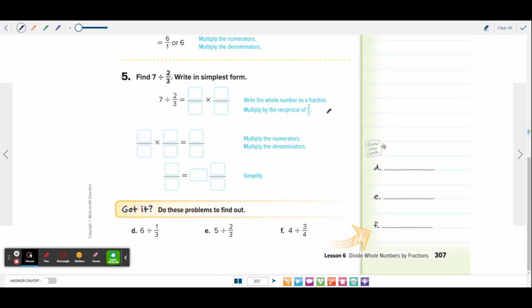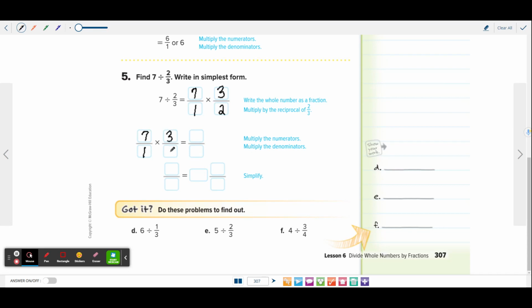Okay, so let's do this with example number 5. Find 7 divided by 2/3. So 7, we're going to make 7/1. We have to make it into a fraction. We change the sign to times or multiply, and then find the reciprocal of 2/3, the upside down version, which is 3/2.